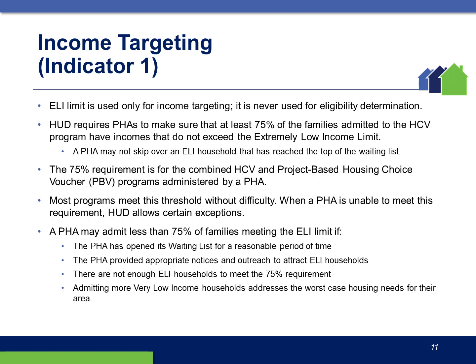When a PHA is unable to meet this requirement, HUD allows certain exceptions. A PHA may admit less than 75% of families meeting the ELI limit if the PHA has opened its waiting list for a reasonable period of time, the PHA provided appropriate notices and outreach to attract ELI households, there are not enough ELI households to meet the 75% requirement, or admitting more very low-income households addresses the worst-case housing needs for their area.